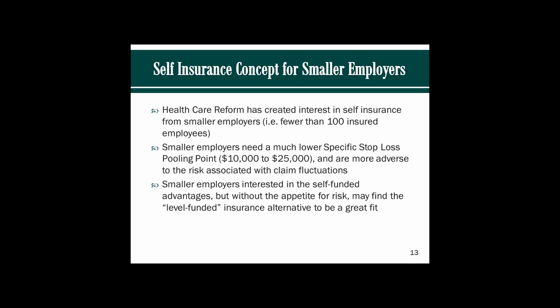But first, we talked about the pooling points. The pooling point is just that amount where the specific kicks in. And so the smaller employers need a much lower, obviously, specific stop-loss pooling point. We're talking about in the range of $10,000 to $25,000 here, because the risk aversion is higher for a smaller group employer, and so they have to lower those. Smaller employers might be interested in self-funded advantages, but because of that risk appetite, we have to come up with something to take care of that cash flow volatility and the impact of that.